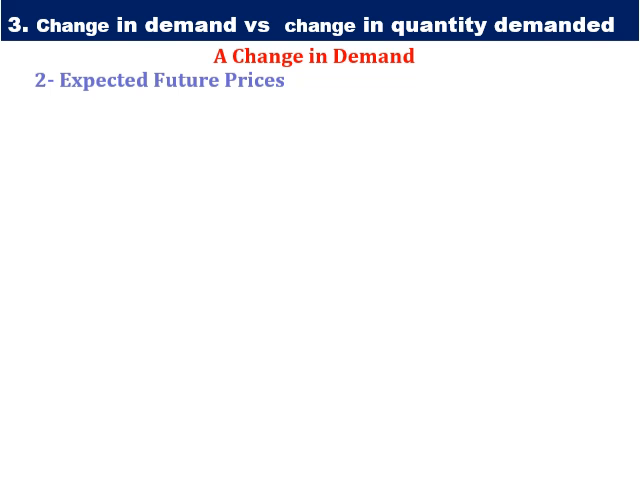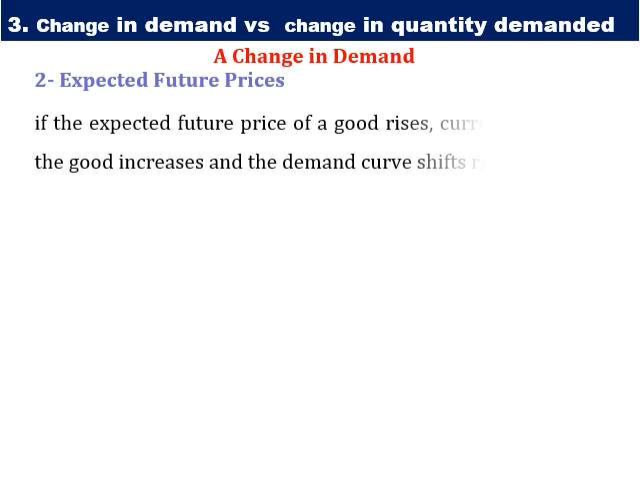The second factor that will lead to a change in the demand is expected future prices. So if the expected future prices of a good increase, this means that people will try to buy more of the good now before the increase in price. So the current demand for the good will increase and the demand curve will shift to the right. In opposite, if people expect that prices will decrease in the future, they will delay their purchase now and current demand will decrease. And in this case, the demand curve will shift to the left.